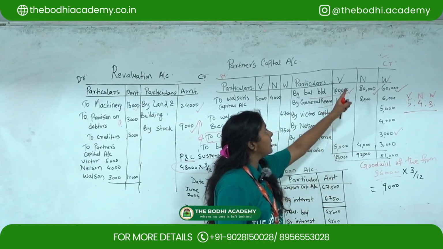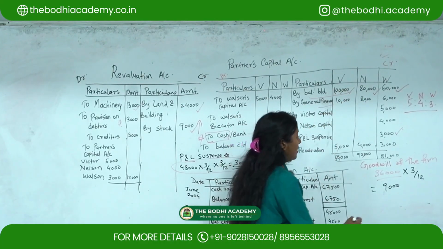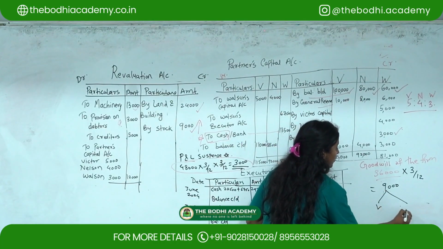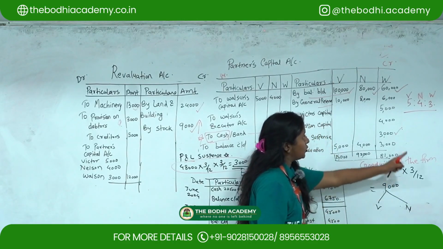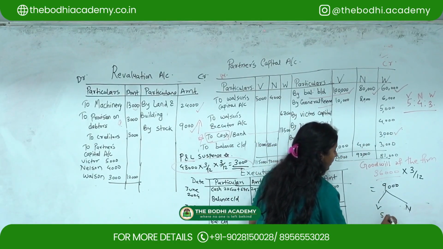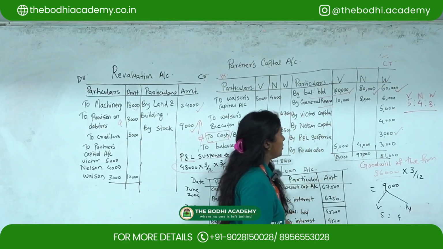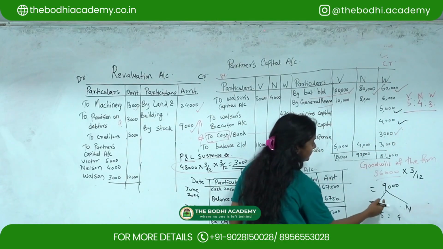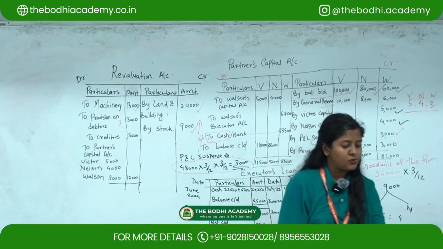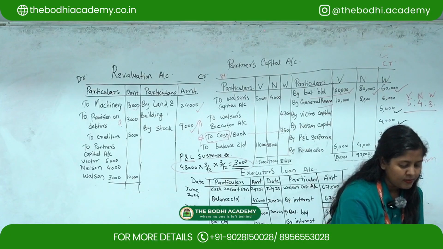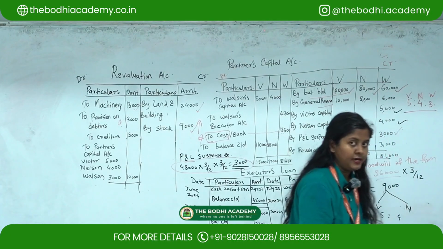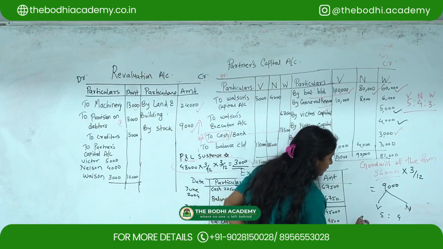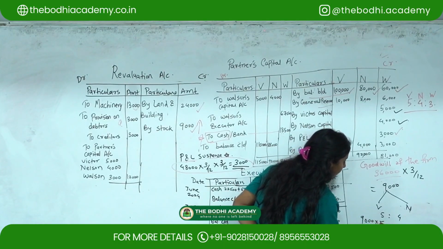Now here the remaining partners are Victor and Nelson. With them I am going to distribute, and Victor and Nelson's ratio is 5 is to 4. So in this ratio you have to distribute. You will get 5,000 and 4,000. Like this you have to do 9,000 multiplied by 5 divided by 9.